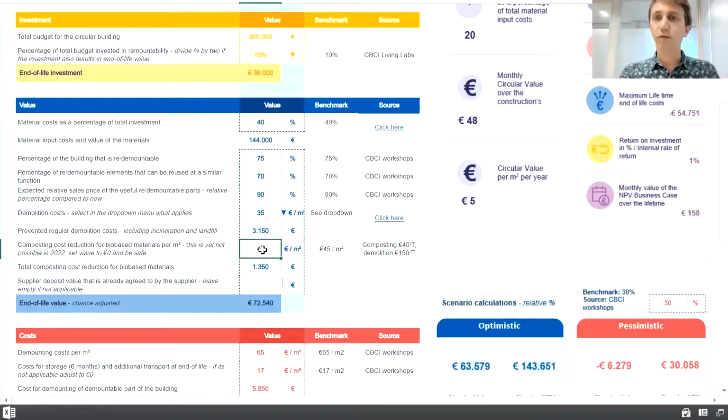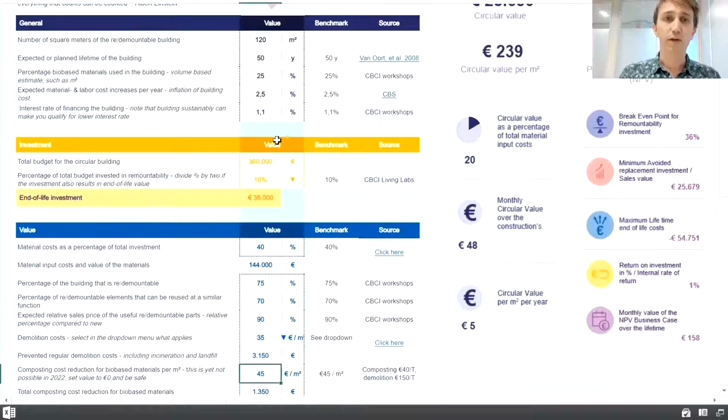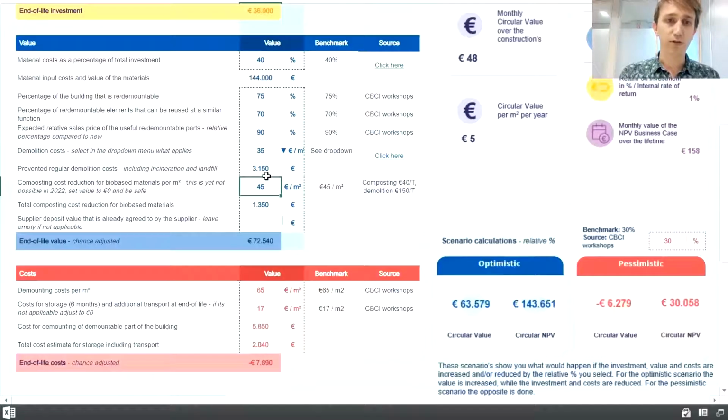It will be a relatively small amount relative to the total value. So yeah, do with it what you want. Then we have the total composting cost reduction. That's the combination of these bio-based materials versus the cost reduction that's realized there. So that's the value. In this case, 72,000 euros as value of the investment that we have at the beginning of life of 36,000.